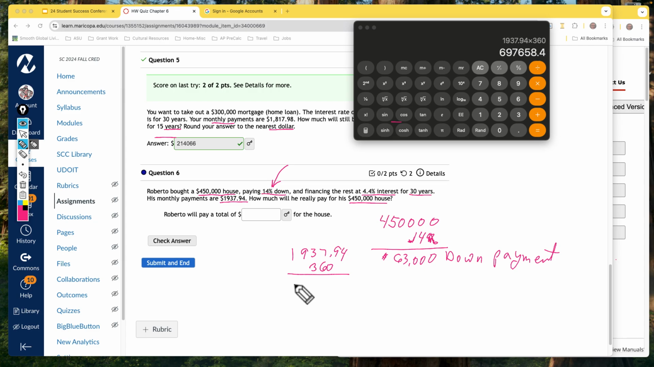697,658. And they don't ask us to do any rounding, so we better include the cents in this .40. So this is what he paid over 30 years, but he also paid this, so we have to add those two together.